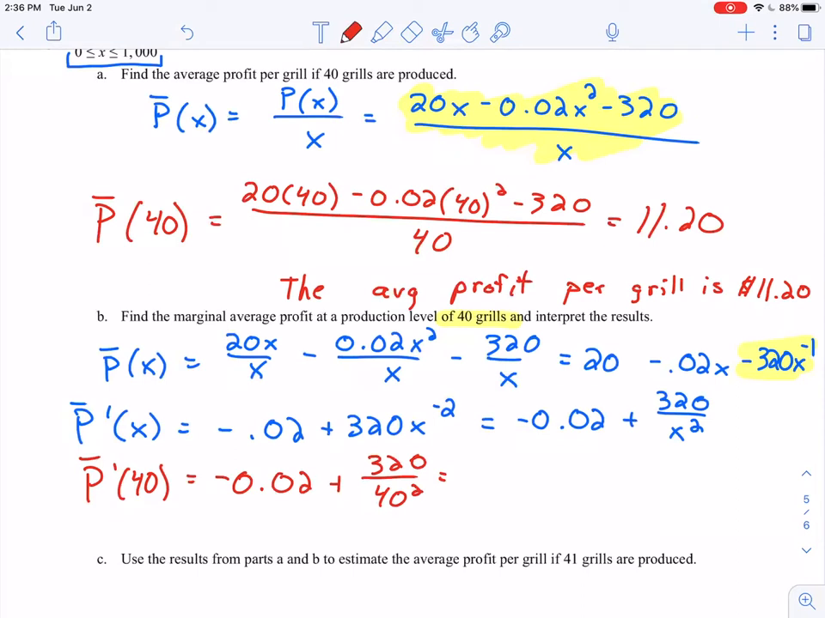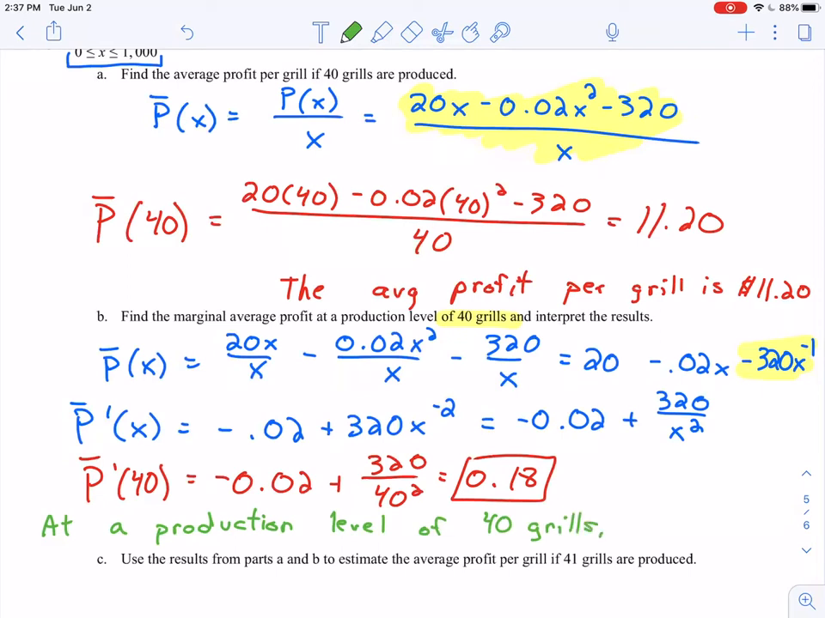So here I've got 320 divided by 40 squared minus 0.02. I've got 0.18, a positive 0.18. Again, I really want to pay attention to the sign. So the last thing I need to talk about then is what does this number mean exactly? So I want to start by, again, referencing that production level, just like we did earlier. I'm going to say at a production level of 40 grills, and so now I want to think about what does this value represent here.